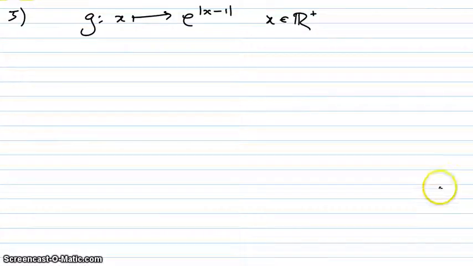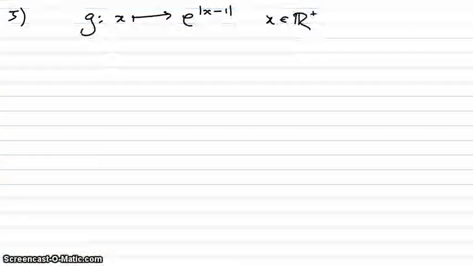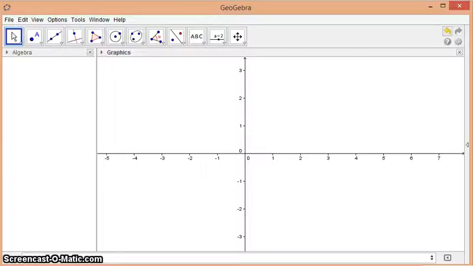So how do we determine whether an inverse function exists? An inverse exists if and only if the function is 1-1. How do we determine if a function is 1-1? We draw the graph and conduct the horizontal line test. So here I'm going to draw the graph y equals e to the power of modulus x minus 1.